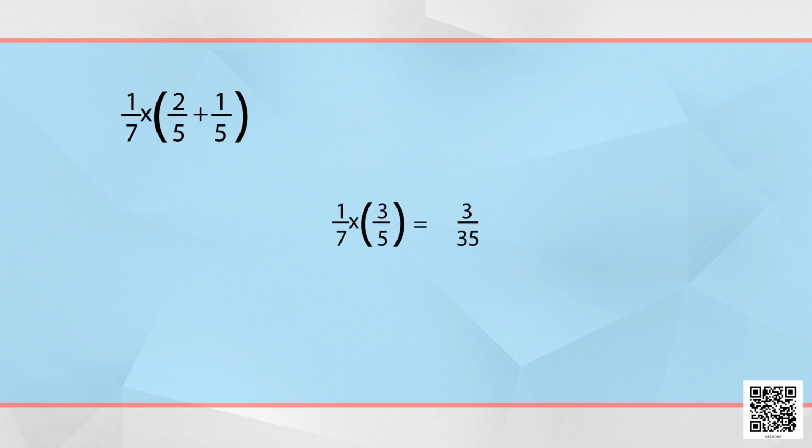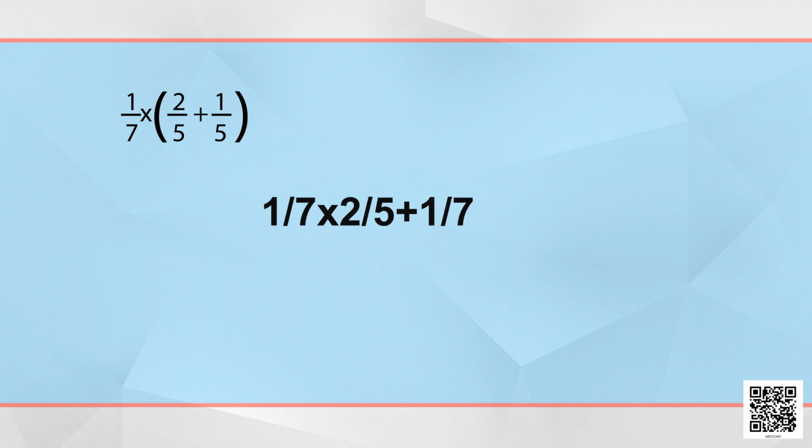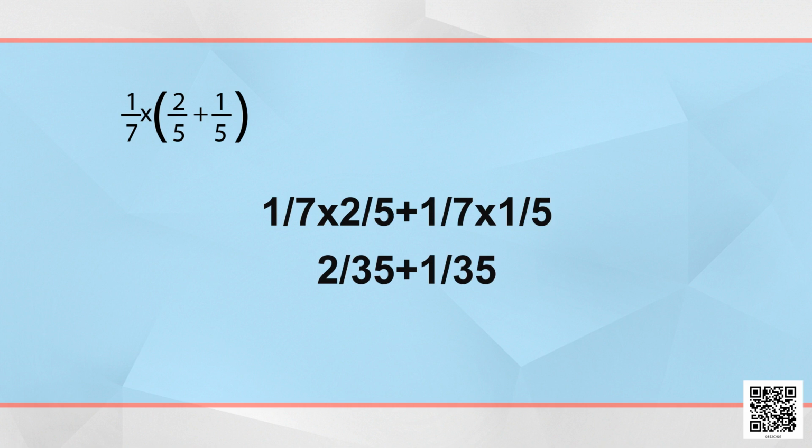I gave a question to my students and asked them to solve it. The question was 1 upon 7 into (2 upon 5 plus 1 upon 5). Students solved it as 1 upon 7 into 3 upon 5, which is equal to 3 upon 35. But one of my students, Meena, solved the question in a different manner. 1 upon 7 into 2 upon 5 plus 1 upon 7 into 1 upon 5, which became equal to 2 upon 35 plus 1 upon 35.